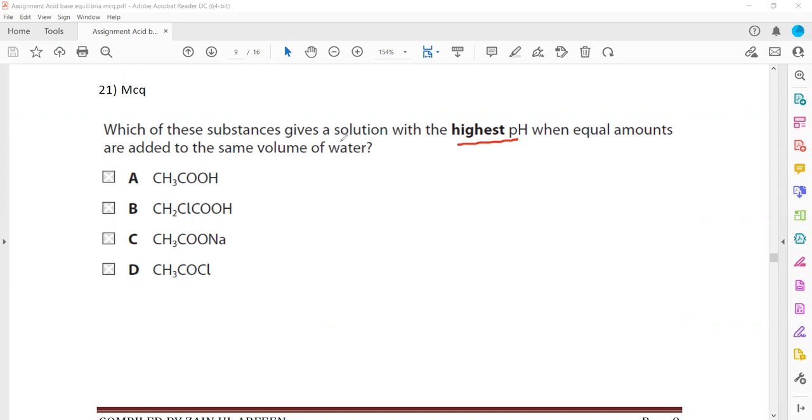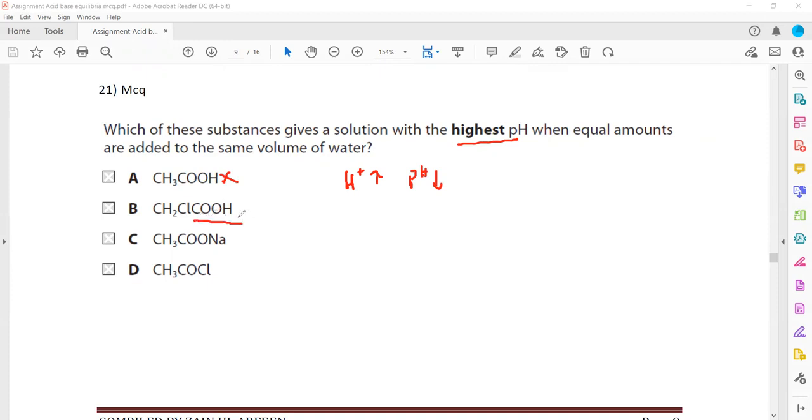to the same volume of water? So which of them will make the solution alkaline, because we want the higher pH. When we check the options, this is an acid, ethanoic acid. Even though it is partially ionized, the amount of hydrogen ion will increase. So the pH will be less than 7. So it can be A.